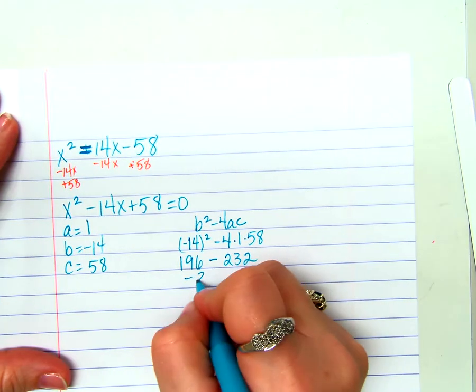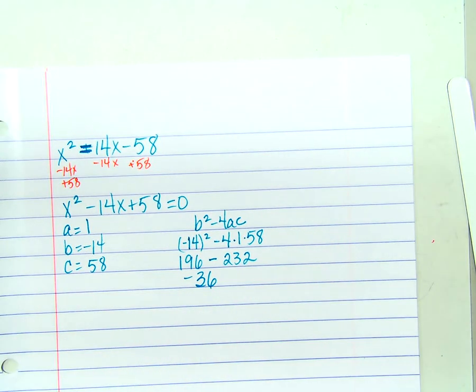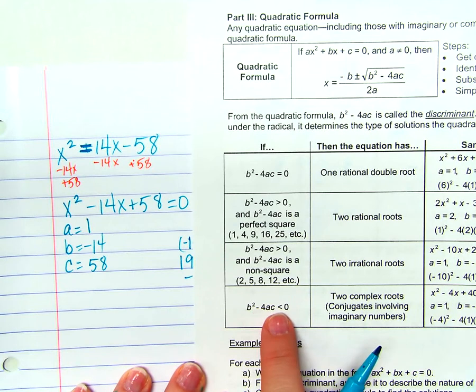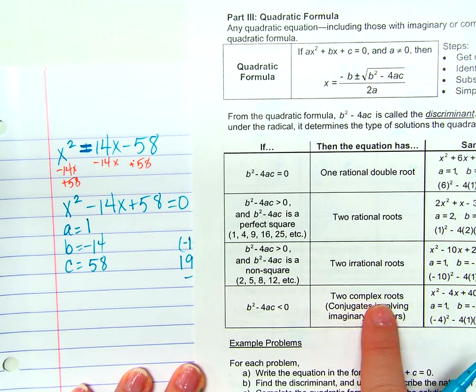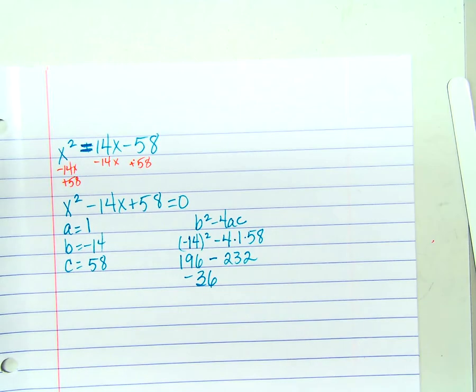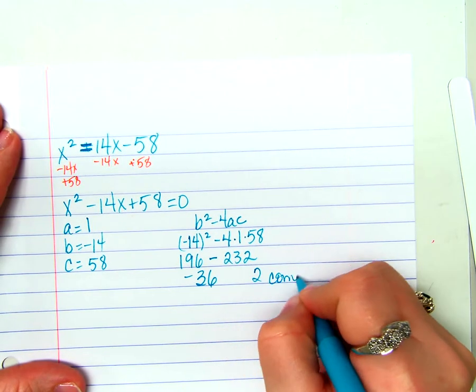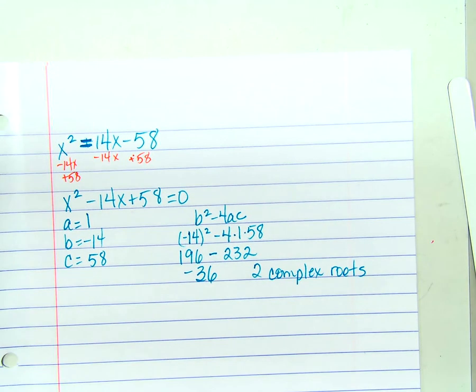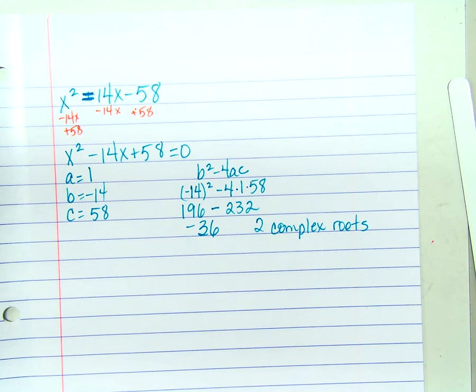Negative 36. My discriminant is less than 0. 2 complex roots. What? We don't care about that. We don't care it's a square root. The fact is that it's negative. It makes it a little easier here in a minute, but not a lot. Okay? Not that it was hard, but you know what I'm saying. Maybe not. It's okay.